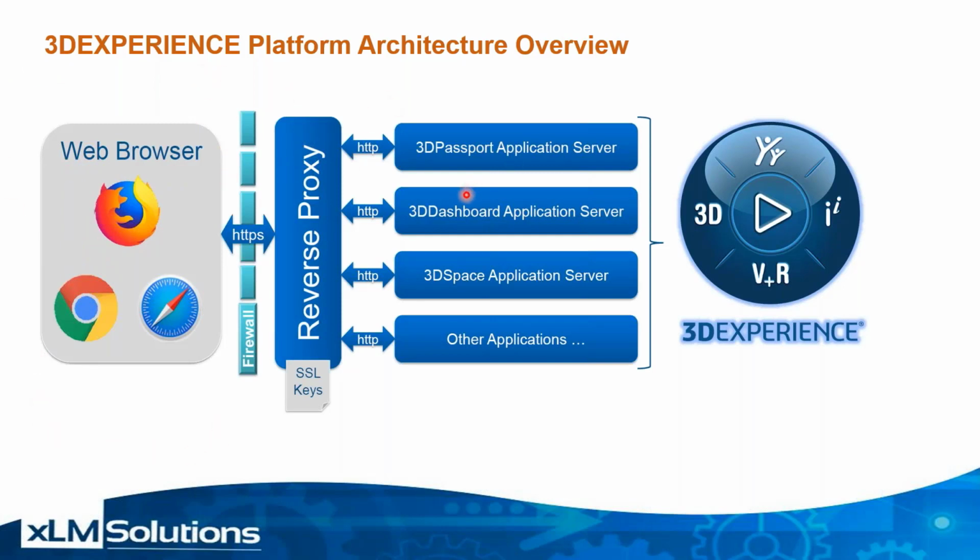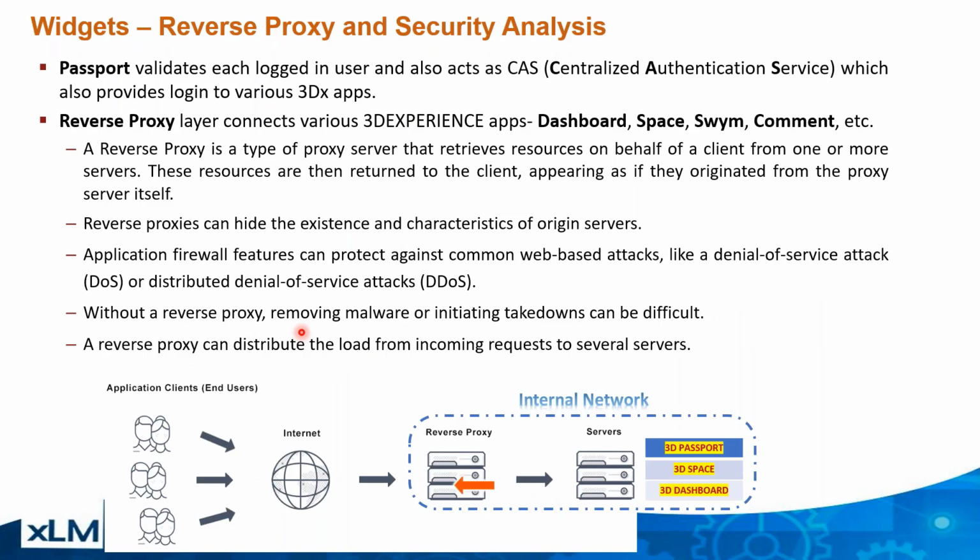There are two kinds of networks being built up. Saying that we have an external network and requests coming to our internal network, how would they be secure? Why do we need SSL keys, firewall, and reverse proxy? So I have come up with a very quick analysis of the reverse proxy, which also says why widgets are using the reverse proxy layer to communicate.